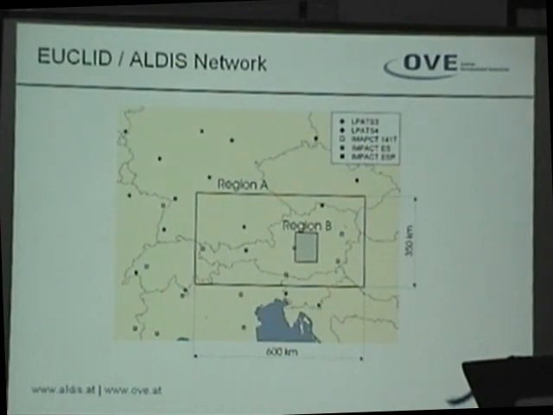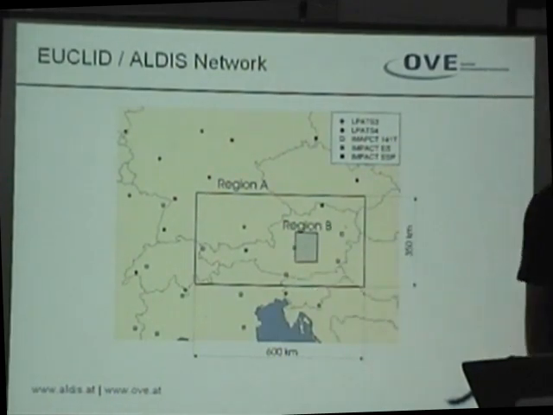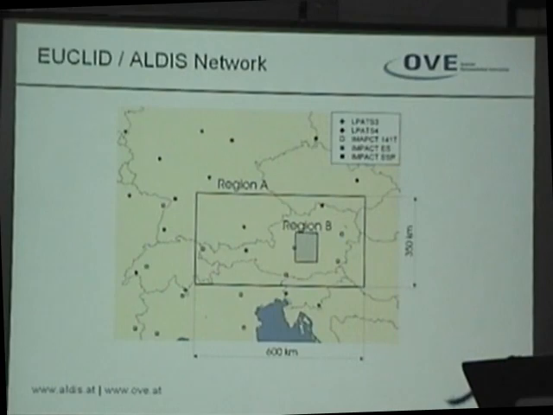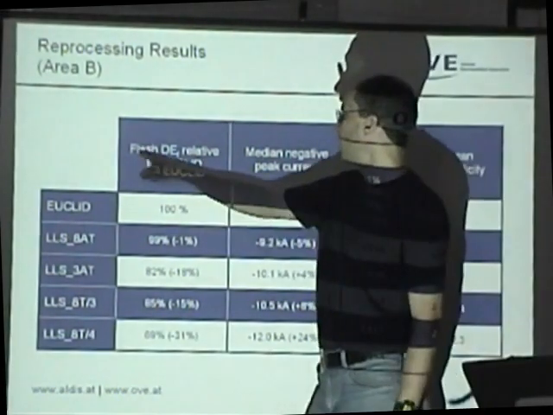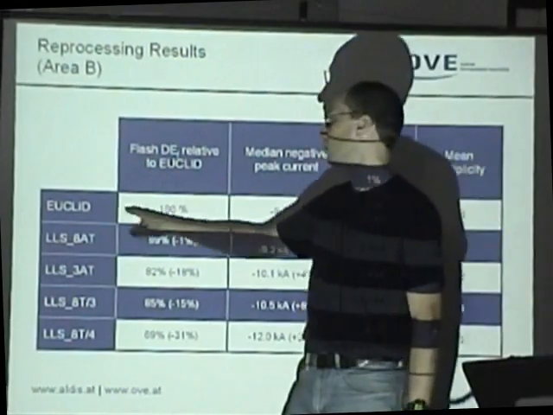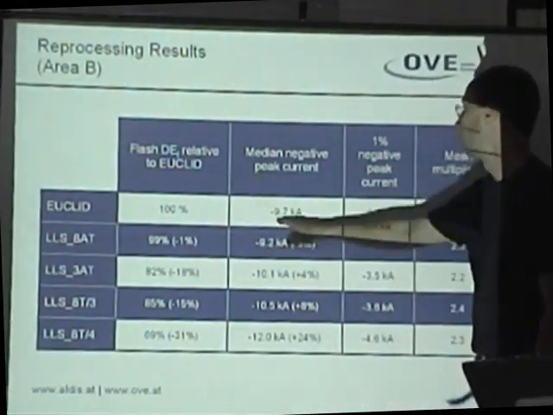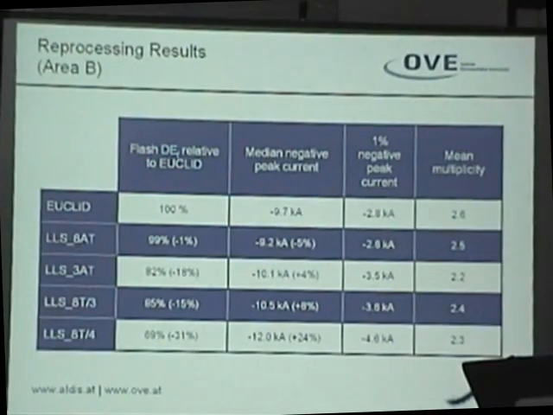I did something similar also with the Euclid network, with the ALDIS network. And what I did, I also looked at the region B in the center of the ALDIS network. I'm in the area B now. And I say the flash detection efficiency relative to the Euclid network is 100%, because Euclid had a median negative peak current of 9.7 kiloamps.